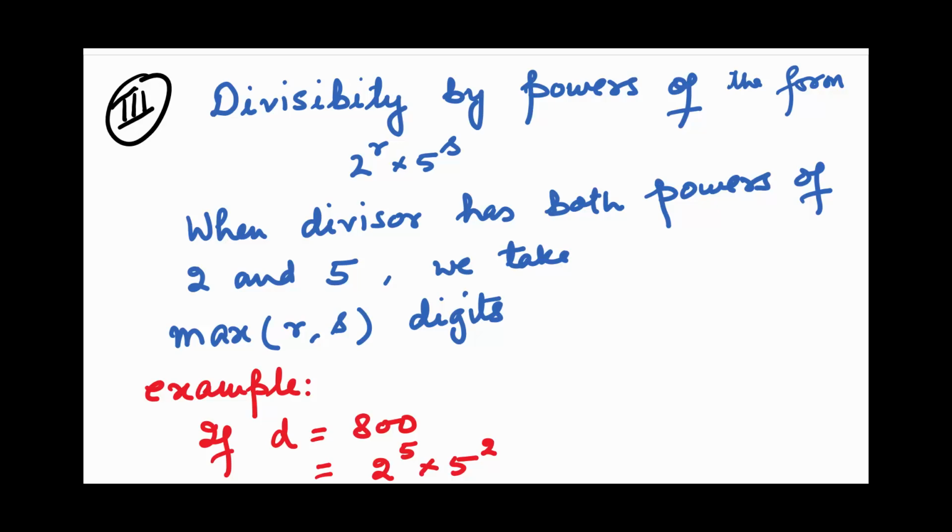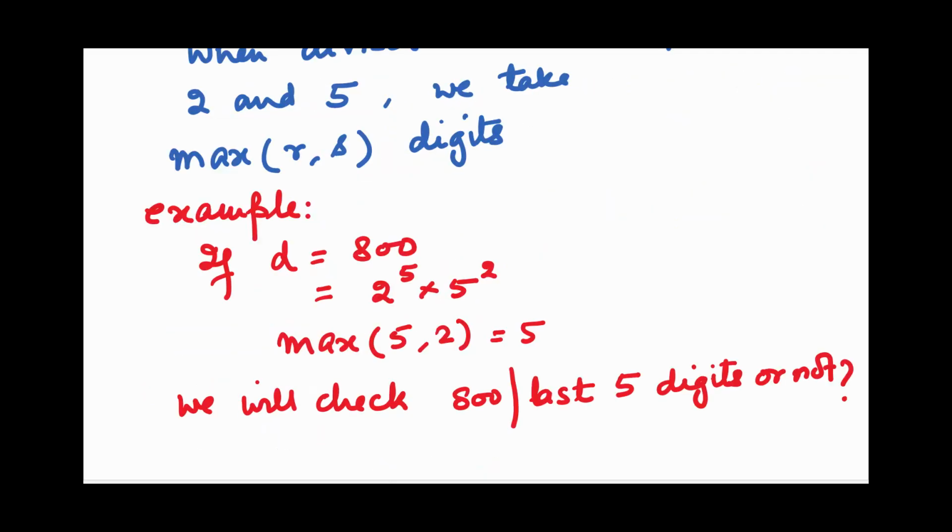Let's come to the third case, divisibility by powers of the form 2 to the power r into 5 to the power s. That is, a divisor has both powers of 2 and 5. Now in such a case, we will take whatever is greater, r or s. So let's take an example. If you want to check divisibility by 800, 800 is nothing but 2 to the power 5 into 5 to the power 2. Out of 5 and 2, 5 is greater. So we will check whether 800 divides the last 5 digits of the given integer n or not.